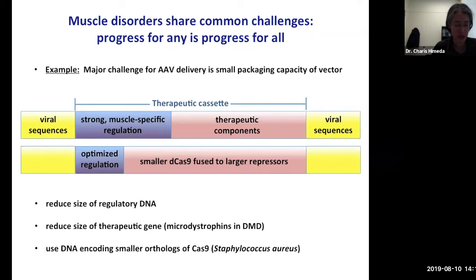You can also reduce the size of the therapeutic gene, as Jeff Chamberlain has done by creating smaller versions of dystrophin for Duchenne muscular dystrophy treatment. And for CRISPR platforms, you can use DNA encoding smaller versions of Cas9 from different species of bacteria. So there are ways around this delivery challenge.